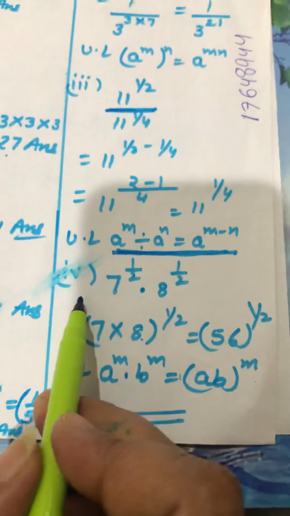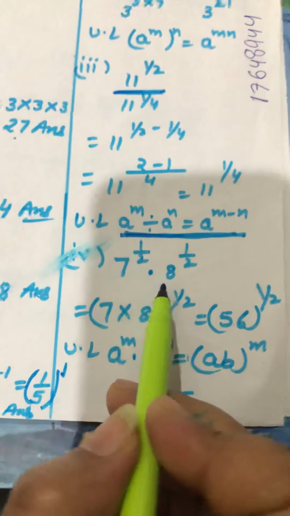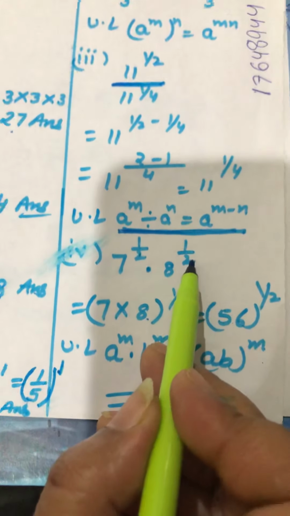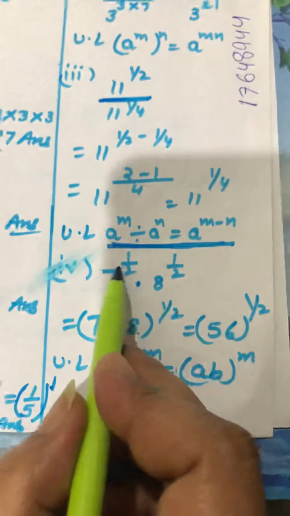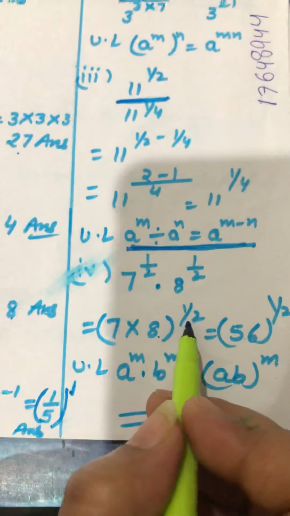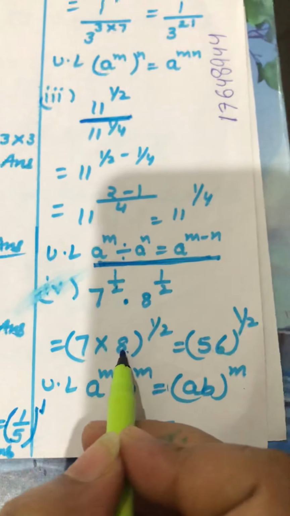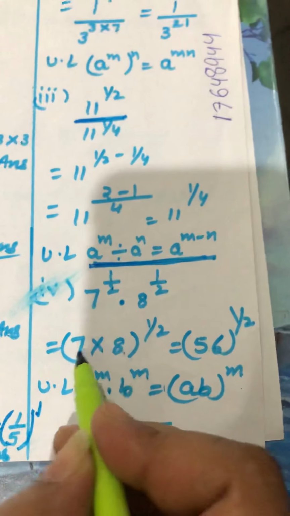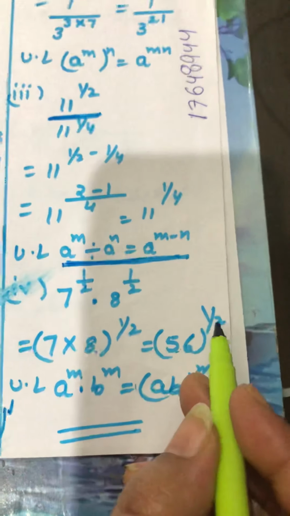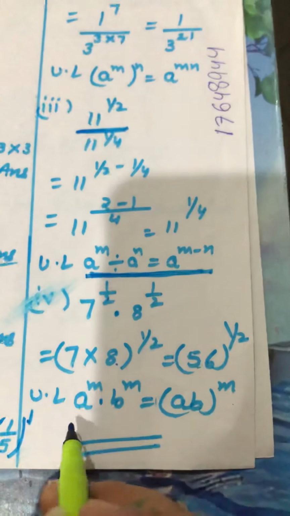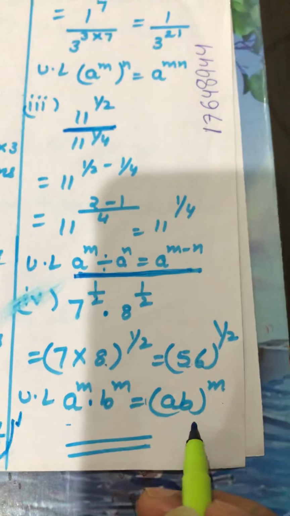And the last part is 7 raised to power 1 by 2 into 8 raised to power 1 by 2. So again you can see 7 and 8 are different bases but they have common power. So power will come outside and 7 into 8 will multiply. 7 and 8 will multiply in the common bracket. In one bracket 7 8s are 56 raised to power 1 by 2 is the answer. So we have used this law in this part.